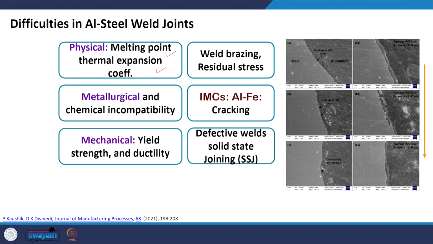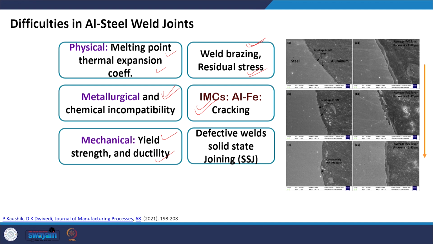Because of this it is preferred to do the brazing so that the related issues can be reduced. Due to the metallurgical incompatibility between the aluminum and iron, a lot of IMC formation occurs, which promotes cracking. Large difference in thermal expansion coefficient causes high residual stresses, especially at the interface. And the large difference in mechanical properties in terms of yield strength and ductility leads to defective welds in the solid state joints.